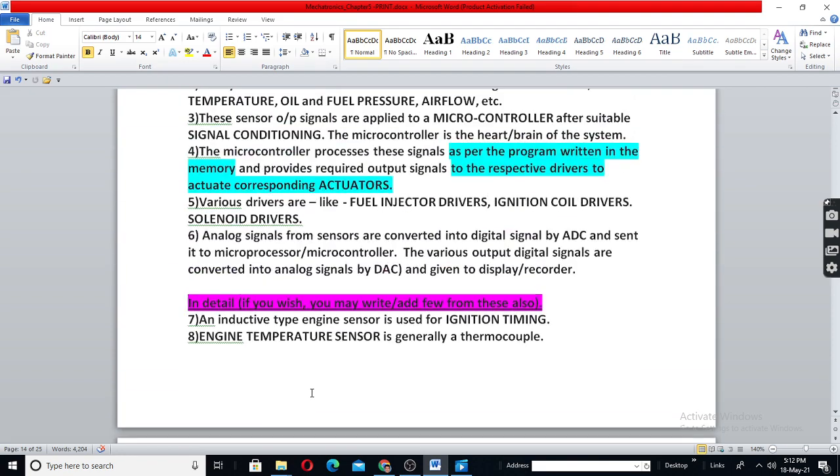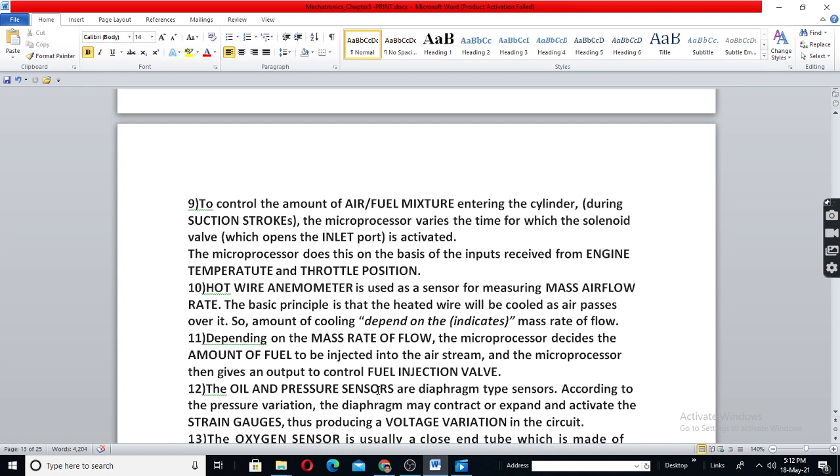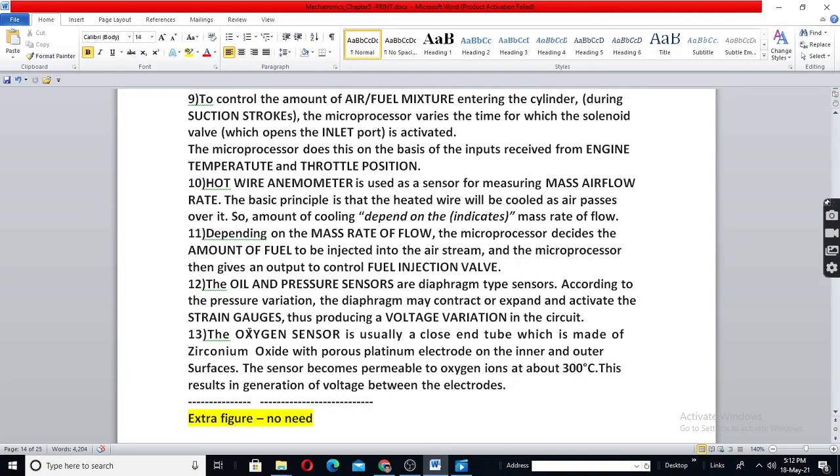In detail it is given here. I don't think you will study all these things, and this is also not complete. Complete operation means a lot of things. Mechanical students and automobile students will learn it fully.